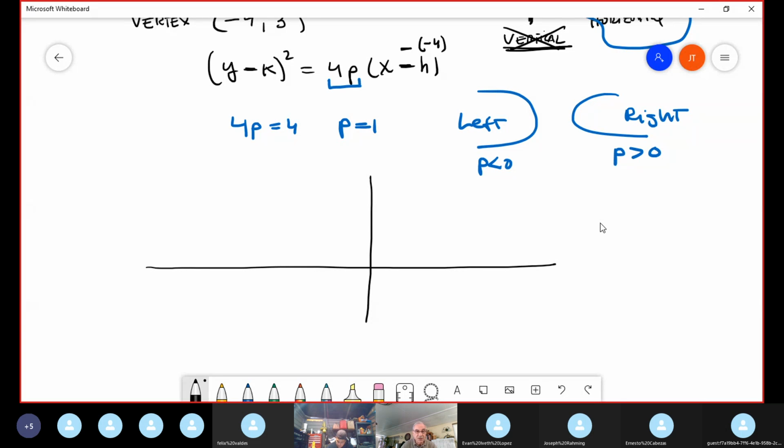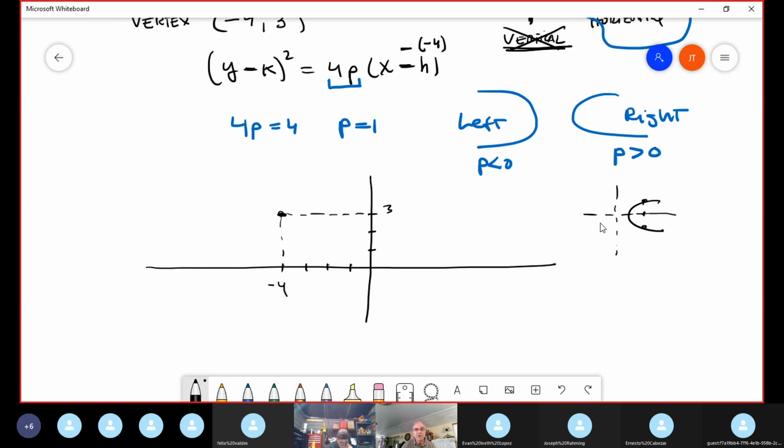We plot the vertex, -4, and +3. 1, 2, and 3. This is my vertex. I'm open in that direction. I don't want to do it completely because we need more information. We need to find the foci, que is inside the parabola. So like that, I need to find the foci here. I need to find the endpoints of the focal diameter, and the directrix and axial symmetry. This is the thing we need to find.